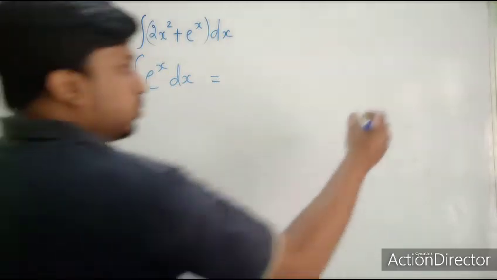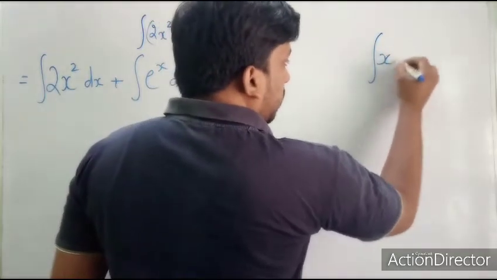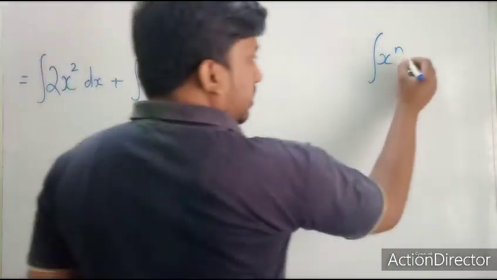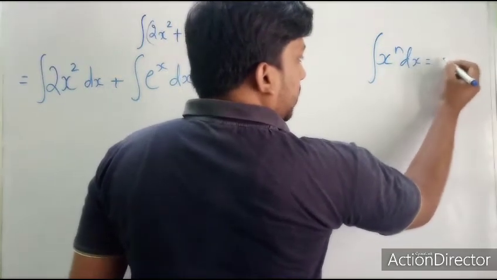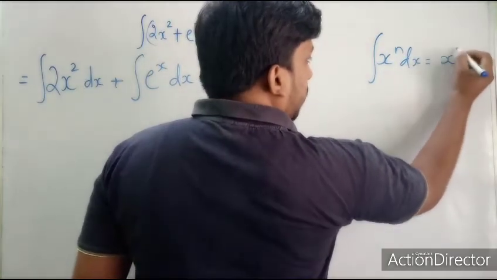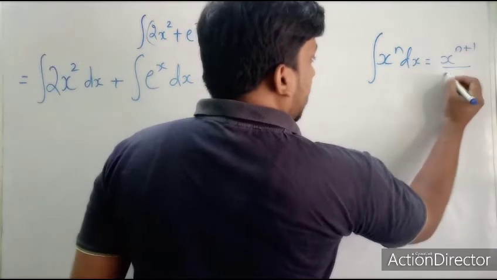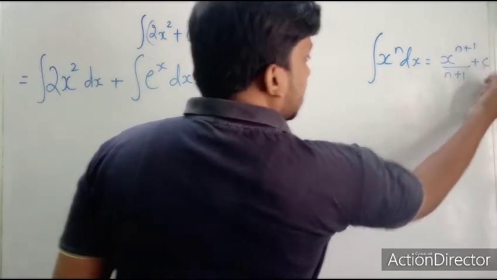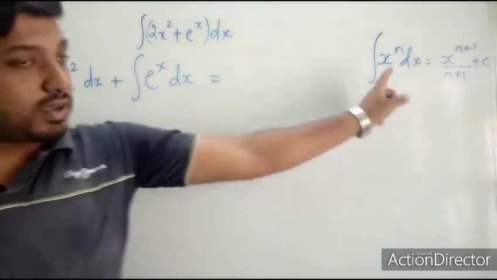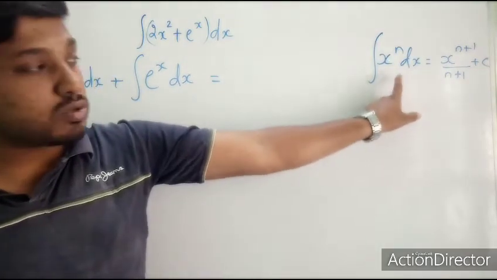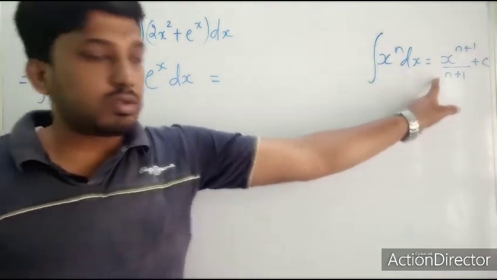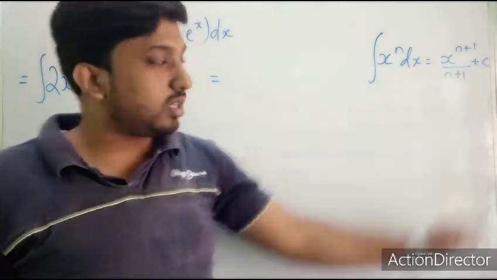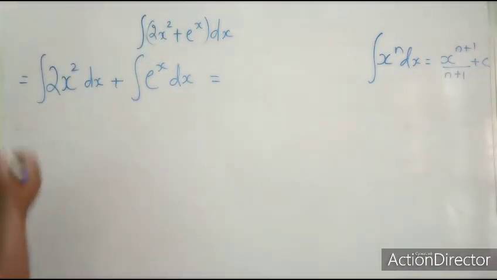Okay. So what is integration of x to the power of n dx? That is nothing but x to the power of n plus 1 by n plus 1 plus c. This is the integral of x to the power of n, right? The integration of x to the power of n dx is nothing but x to the power of n plus 1 by n plus 1 plus c. So here we'll be applying this.